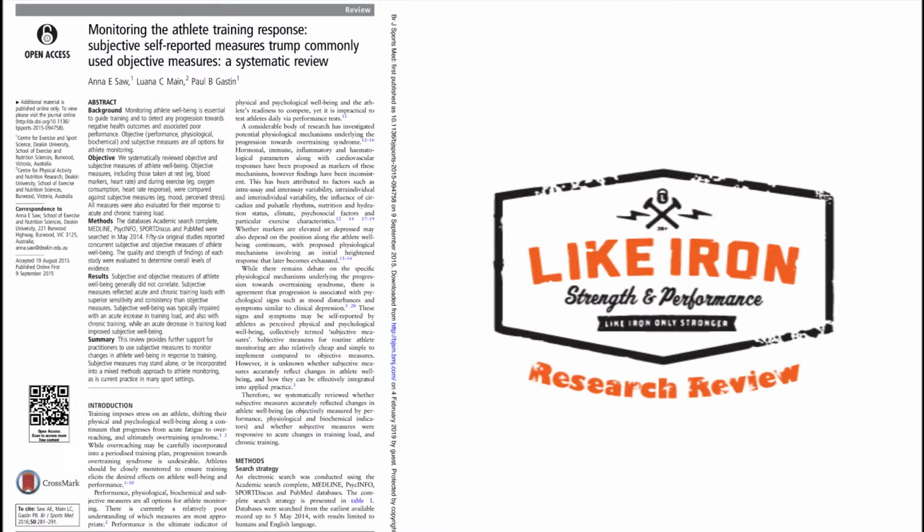Yeah. I think both have their place and both are useful. So there's no reason that you only have to use subjective or only have to use objective. You want to use the best combination that allows you to track your athlete's response.